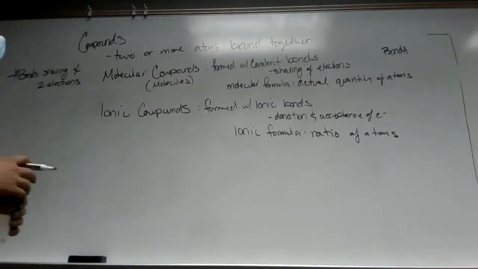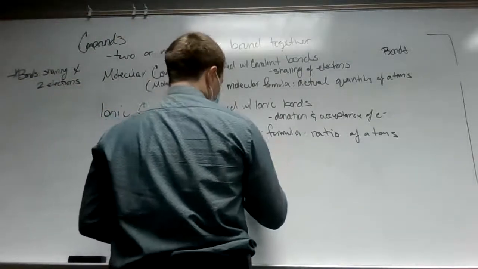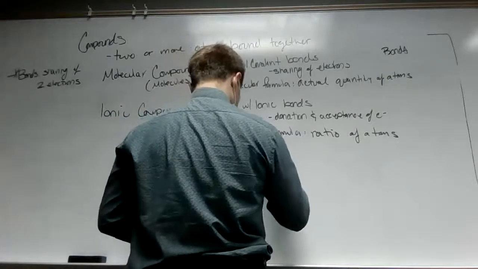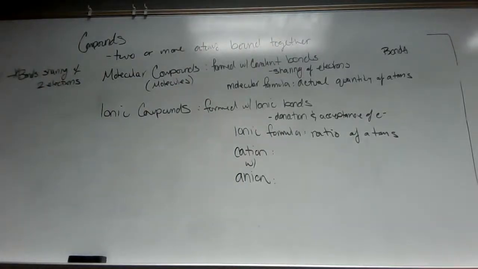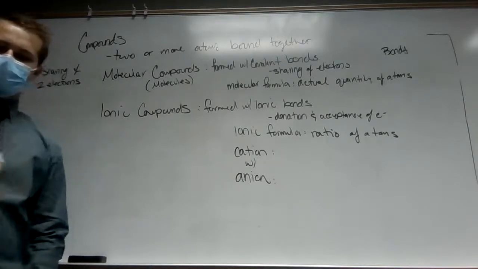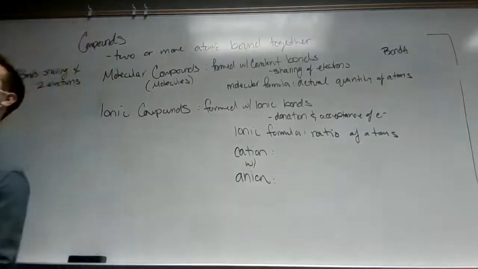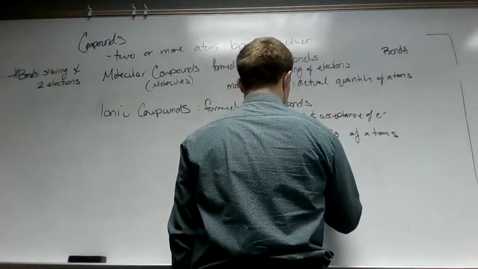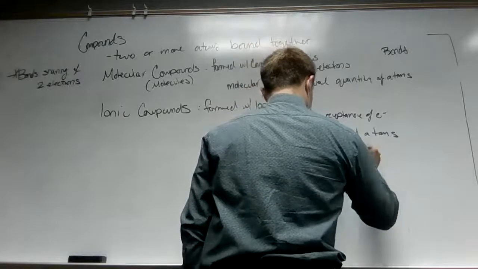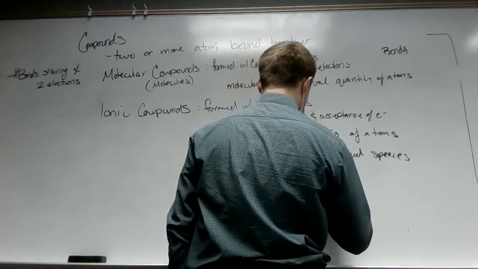Some terms to know for ionic compounds: you have a cation with an anion. Anybody want to take a stab at what a cation is versus an anion? Cation is your positively charged species. Anion is negative charge.